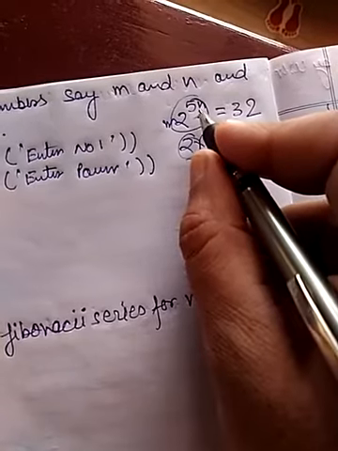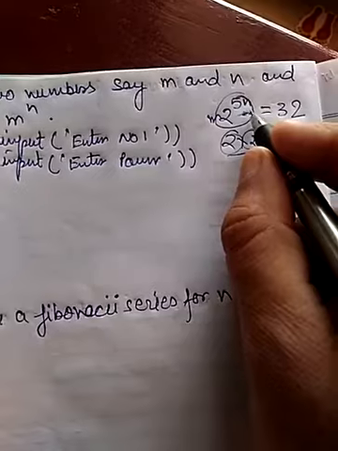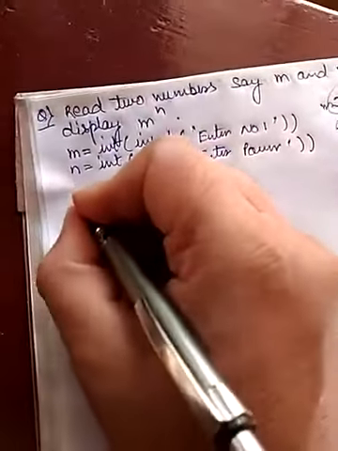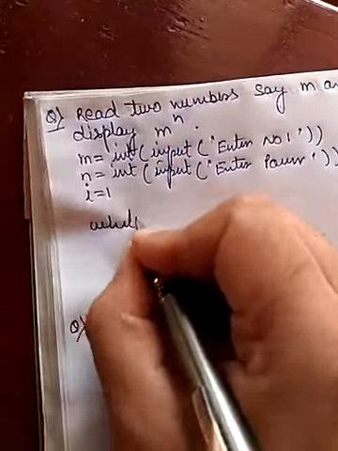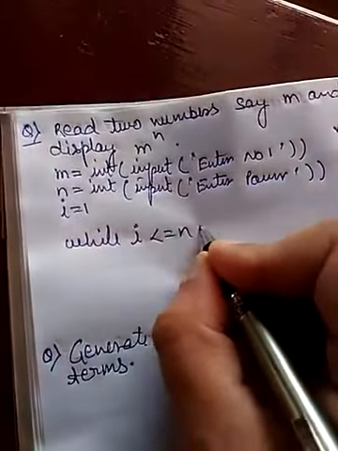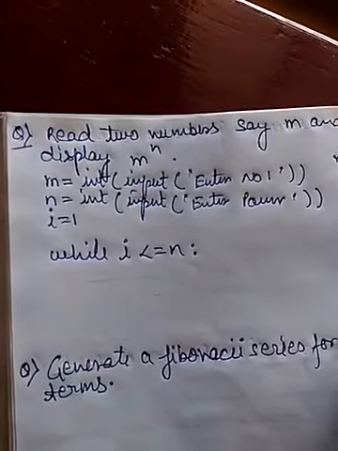To write a loop for n times, you can count the loop from 1 to n or n to 1. It's your choice. So I am initializing the loop index by 1 while i is less than or equal to n. Why n? Because we have to execute the loop n times.